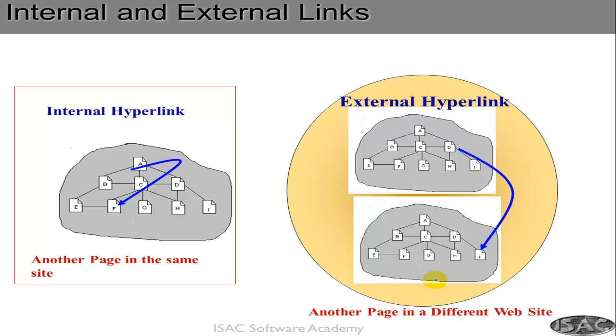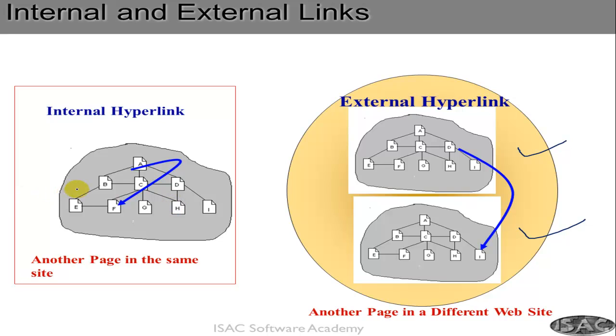Now, how does an internal hyperlink work? The internal hyperlink is one where from one website, it is coming to the same website, from one page to another page. But here, it is a different website altogether. So from one website, you are jumping to another website, and that is what we call an external hyperlink. And this is called an internal hyperlink.